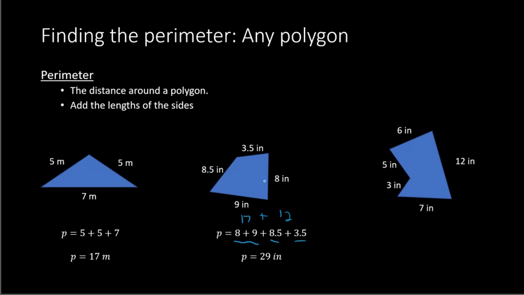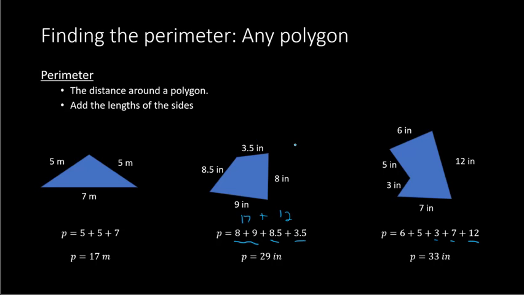Why don't you try this next one on your own? What is the perimeter of this shape? So to do this, you'd want to add up the side lengths. So we add up the 6, the 5, the 3, the 7, and the 12. So if you add this up, we get 11. 11 plus 3 is 14. 14 plus 7 is 21. 21 plus 12 is 33. So the perimeter, or the distance around this shape, is 33 inches.